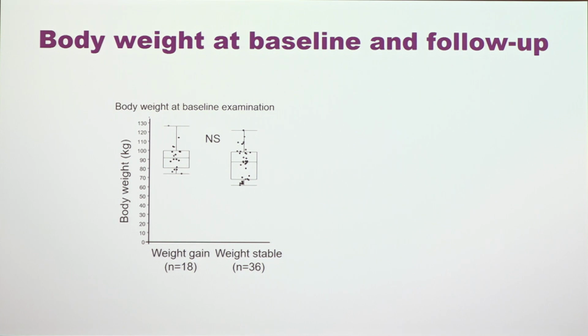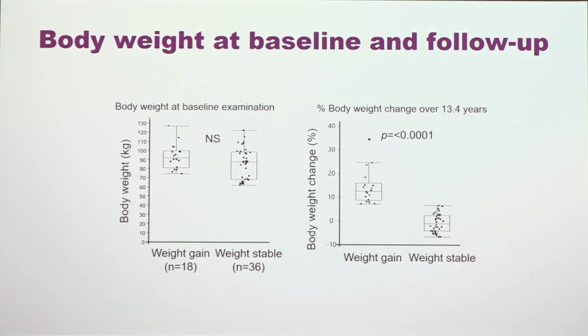So you see that we could select 18 women that in the end gained weight, and we had 36 that were stable, and at the baseline examination there was no difference in body weight between the two groups. However, after 13 years of follow-up, actually 13.4 years of follow-up, you see that the weight gainers had on average increased their body weight by 13 kilograms, while the weight-stable subjects had basically not changed their weight at all.